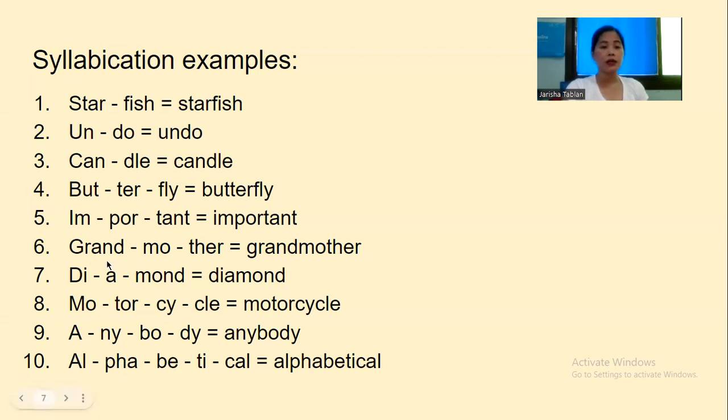Grandmother, grandmother. Read it together. Grandmother, grandmother. Okay. Next, number 7, we have diamond. Diamond. Read it together. Diamond, diamond. Next, number 8, motorcycle.